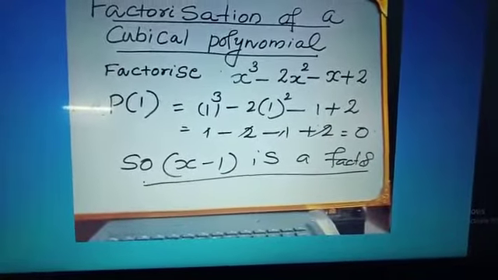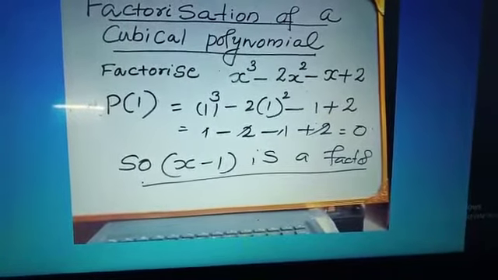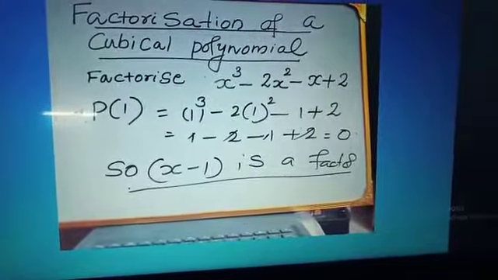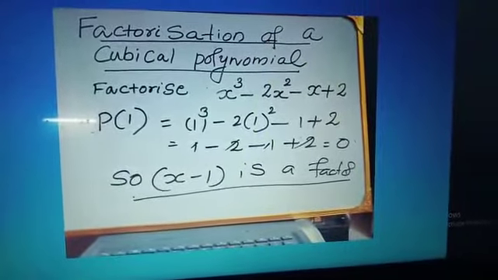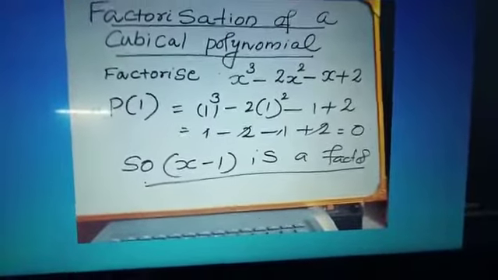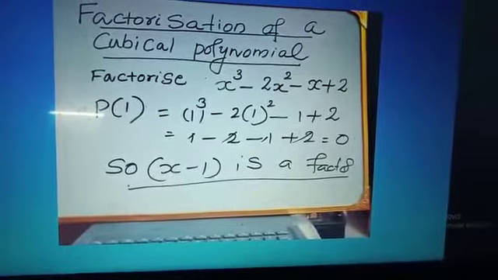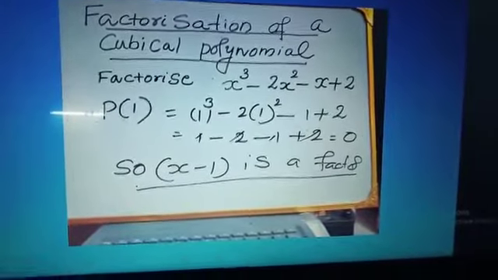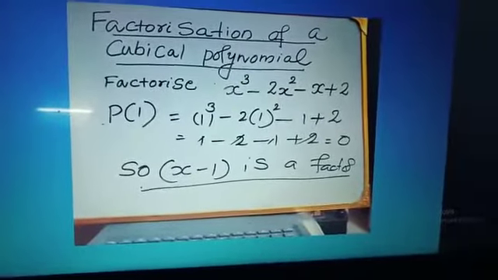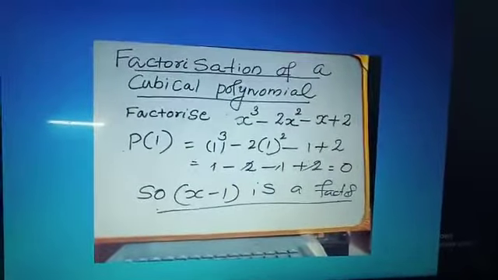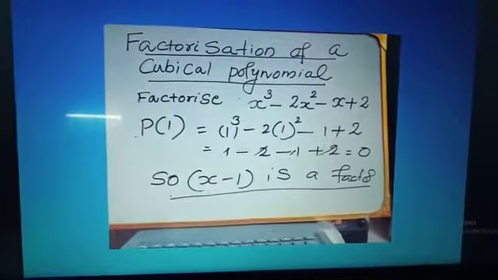That means x minus 1 is a factor according to our factor theorem. x minus 1 is a factor of this. So you got one factor of this polynomial. And you know, a polynomial having degree 2 has at most 2 factors. Similarly, a polynomial having degree 3 has at most 3 factors. Among 3, you got one factor. Then how to find the other 2 factors?